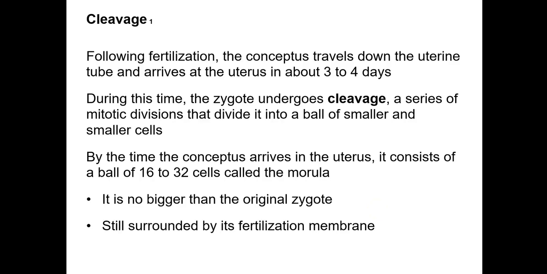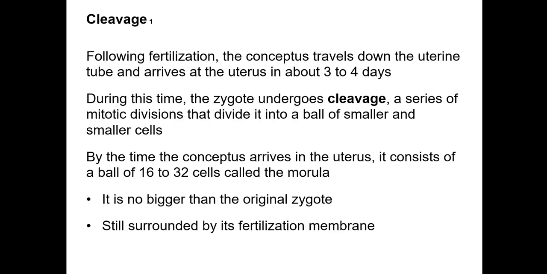So let's talk about those steps. In cleavage, this is going to happen right after fertilization as that conceptus is traveling down the uterine tube. It takes about 3 to 4 days for that fertilized conceptus to reach the uterus. And so during that time, that zygote is going to be dividing through what's called cleavage.